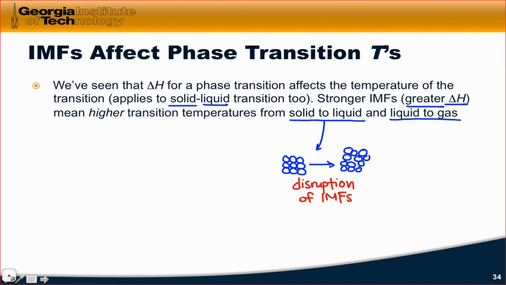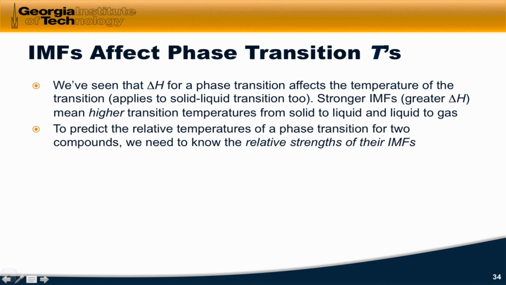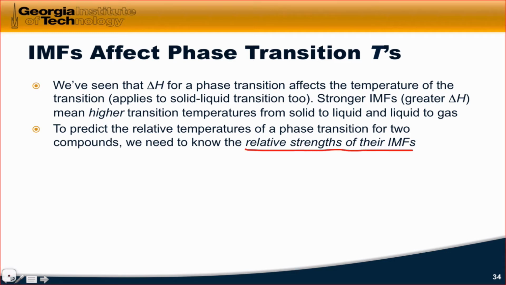So in both of these transitions, from solid to liquid and liquid to gas, we're going from a more condensed to a less condensed phase. There's a disruption of intermolecular forces, and delta H is greater than 0. To predict the relative temperatures of a phase transition for, say, two different compounds, what we really need to know is the relative strengths of their intermolecular forces. If we can deduce that, we can deduce their relative temperatures of the phase transitions directly. And in fact, there's a direct relationship here. The stronger the intermolecular forces, the higher is the phase transition temperature.